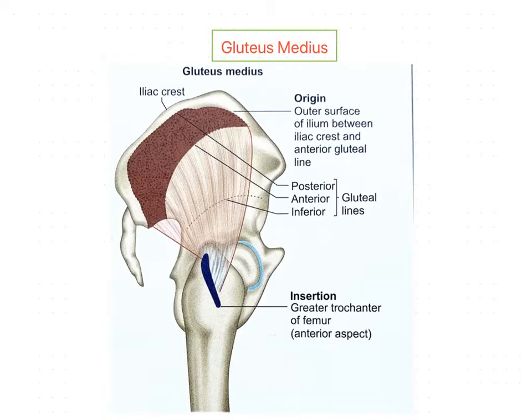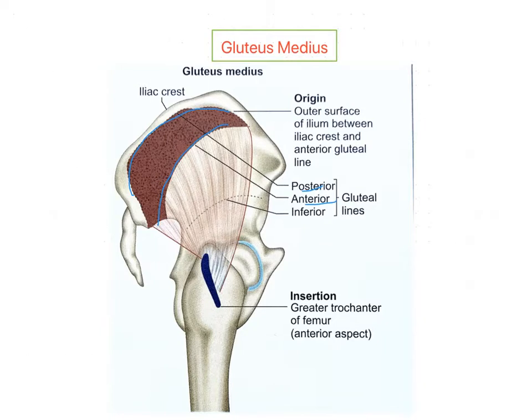Now we will see the first muscle below the gluteus maximus, the gluteus medius. It originates from the gluteal surface of the ilium, between the anterior and posterior gluteal lines. So this one is the anterior and this one is the posterior gluteal line.